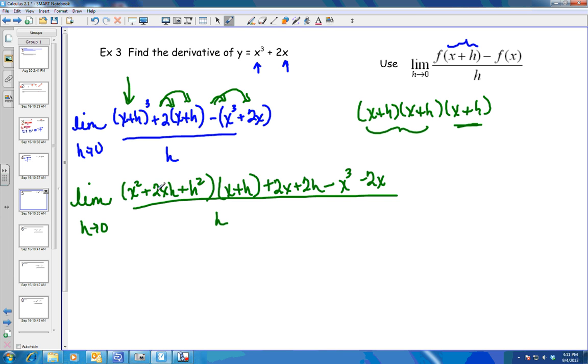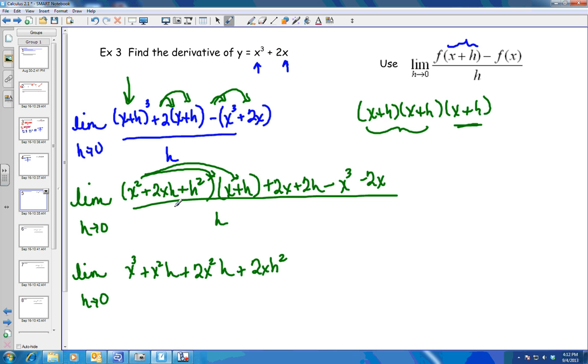So now we still have to multiply this out. The limit as h approaches 0, x squared times x, x cubed, x squared times h. So I'm basically distributing my x squared. So that's going to give me x squared h. Now distribute your 2xh. 2xh times x. That's 2x squared h. 2xh times h. That's 2xh squared. So I took my 2xh, distributed it to the set of parentheses.